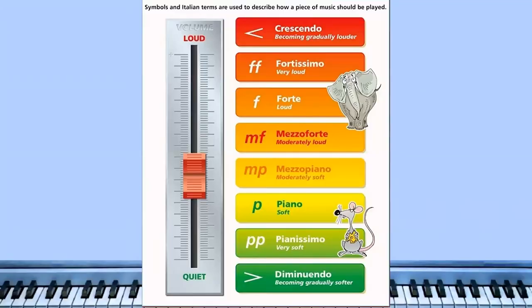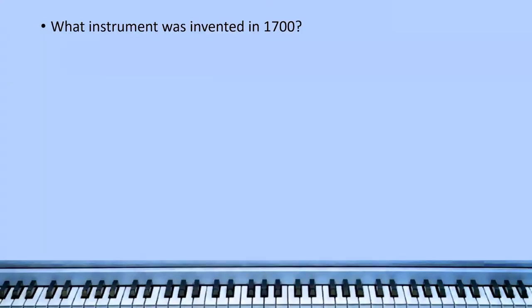So symbols and Italian terms are used to describe how a piece of music should be played. Most of the scores that we read will have all of these terms helping us understand the composer's intentions in Italian. So from the top, we have crescendo, meaning becoming louder. Fortissimo, very loud. Forte, not so loud. Mezzo forte, moderately loud. Mezzo piano, moderately soft. Piano, pianissimo, diminuendo. So this is part of what I do as a conductor. My left hand will be acting a little bit like this volume button slider or fader that you have on the left side there.